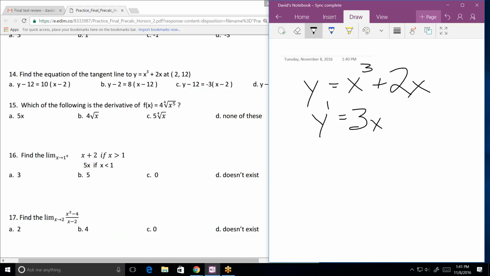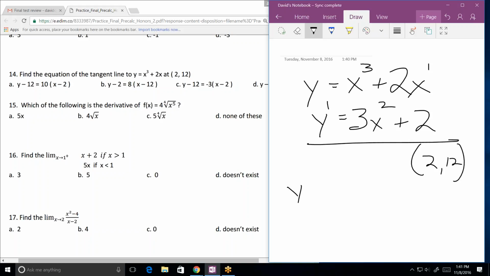And then I'm going to subtract 1 from the exponent. Okay? Now here, I can assume that's 1. I'm always going to start with 1 times 2. Subtract 1 from the exponent. It becomes x to the 0, which is 1. So this is the answer for the first derivative. Now, evaluate that at 2, 12. In other words, what is y prime of 2? 14. That's the slope.